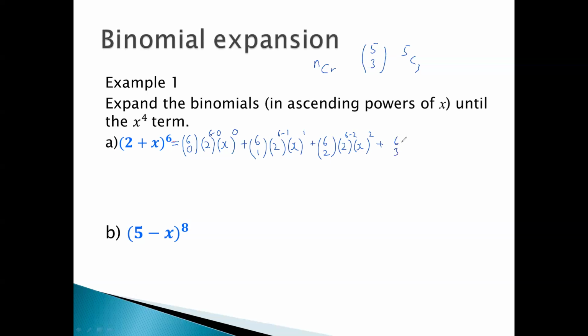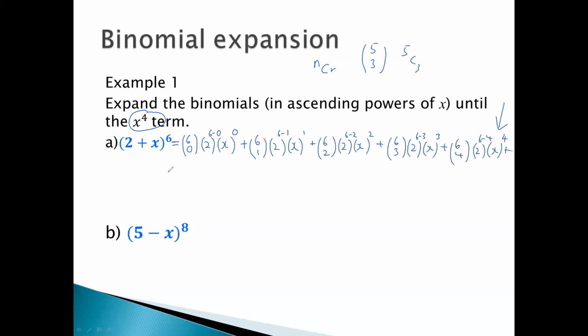Plus 6 choose 3. First term, second term. Follow the power of this. And then 6 minus 3, plus 6 choose 4. First term, second term. And then the power follows the 4 for x. And then this is 6 minus 4. And then, if you can see, the question asks for until the x to the power 4 term. And you can see here, this is x to the power 4 already. So I will not continue expanding, but I have to put plus dot dot dot to indicate to the marker that there are terms after this. It's just that I'm not going to continue there.